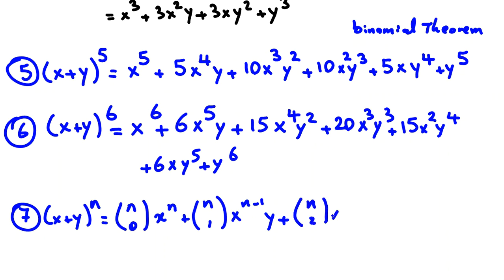N choose 2 x^(n-2) y squared, to the last one, which is n choose n y to the power of n. There are around 50 important ideas in each topic: combinatorics, geometry, number theory, algebra.